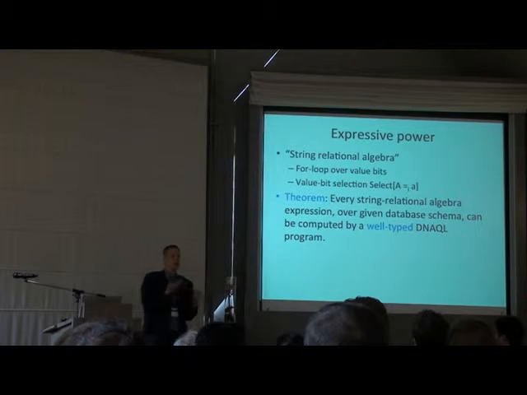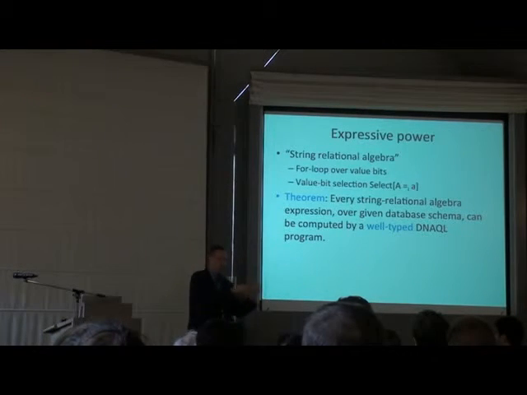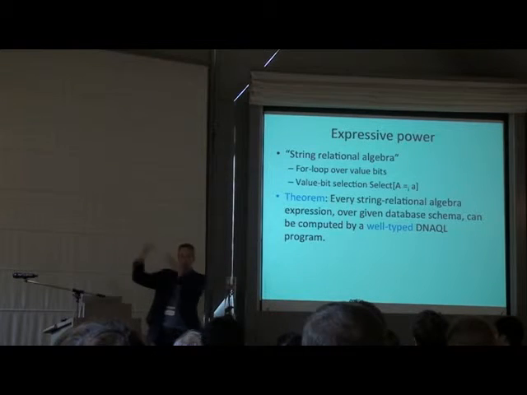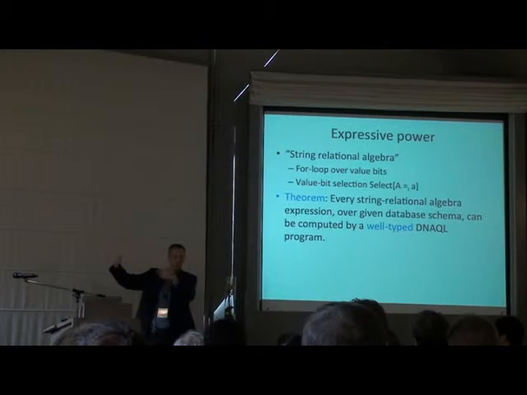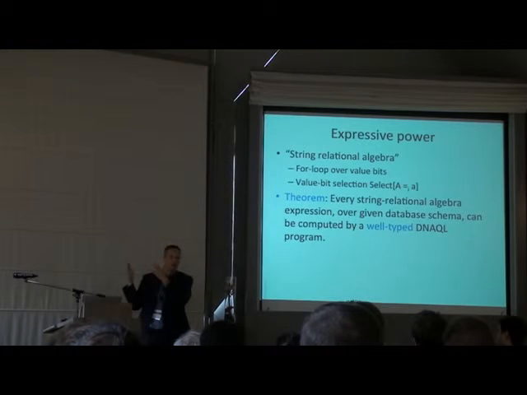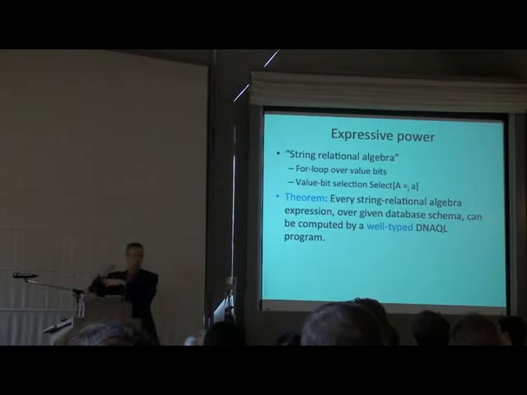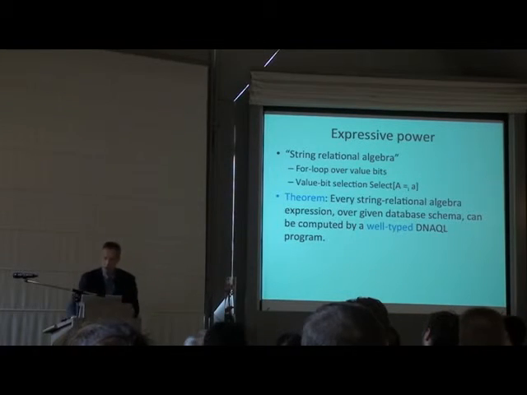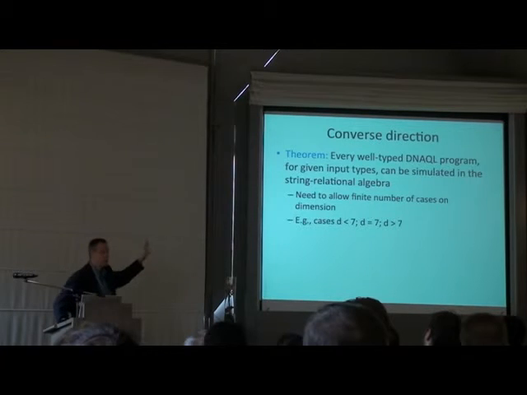You get nothing more. It is not like we have said, to do this operation we need this, and this, and this, and now we put them together and maybe we get a much more powerful language by combining the operations in another way. We get something that is much more powerful in the relational algebra, but probably by designing it in the right way, we ended up with a nice language that is completely orthogonal. It has no artificial restrictions, but it can be simulated by the relational algebra. So that's our second theorem: every well-typed DNAQL program for given input types can be simulated in the relational algebra.